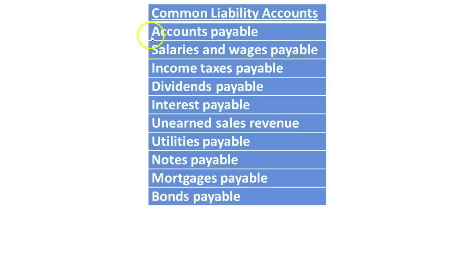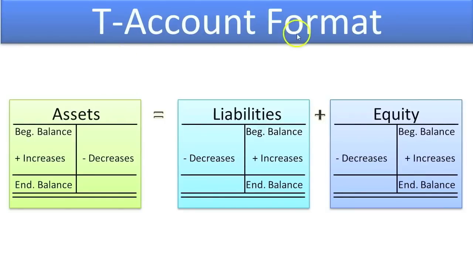These are the common liability accounts that we will discuss as we work through this topic. As you will notice, many of these have the word payable on them, indicating that an amount needs to be paid in the future. But not all liabilities use the word payable, as can be seen here on unearned sales revenue. You should already be familiar with the T account format that we introduced when we talked about assets.